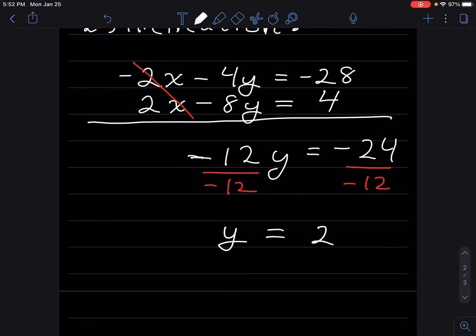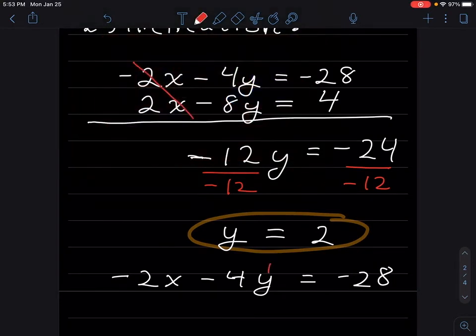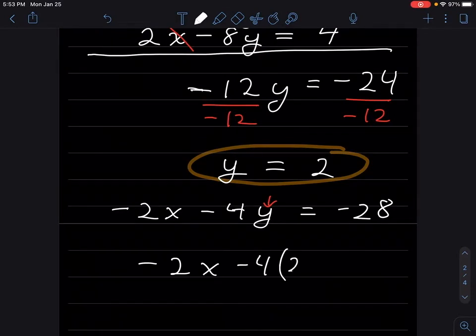Now you can go back to either equation. I'll just take the first one. Negative 2x minus 4y equals negative 28. And I'm going to substitute my answer of y equals 2 in for the variable y here, so that I can now solve for the variable x. So I will have negative 2x minus 4 times 2, which is the value of y, equals negative 28.